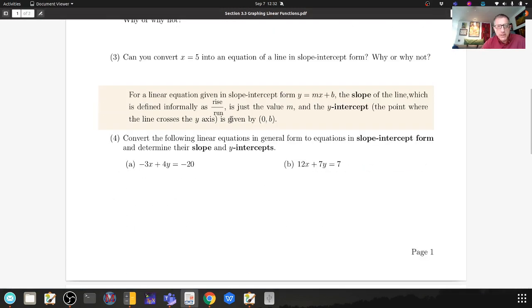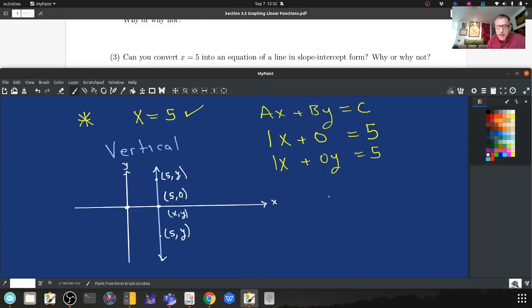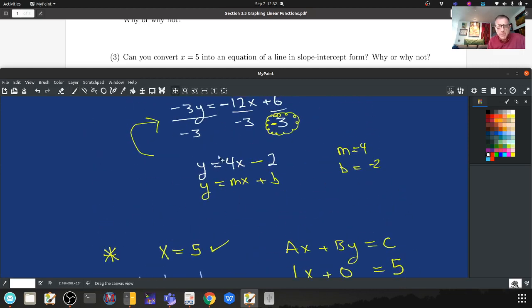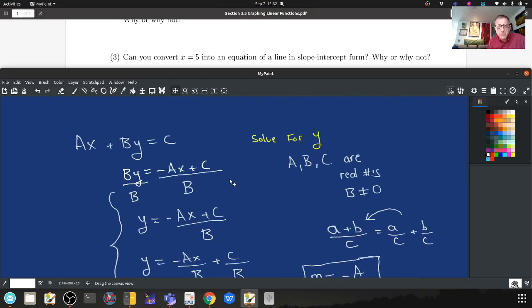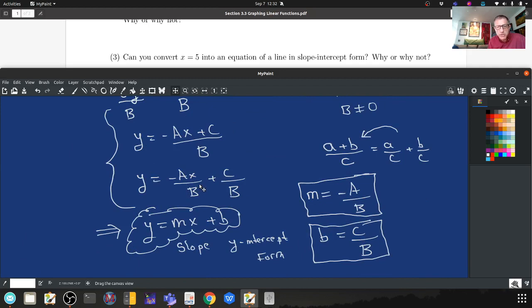And here I ask another question. Can you convert x equal to 5 into an equation of a line in slope-intercept form? And the answer is no, because our a is equal to 1, our b is equal to 0, and our c is equal to 5. And in order to begin to convert it into slope-intercept form, we cannot have b equal to 0. Why is that? Because in its original derivation, we divide by b, and we can't divide by 0.